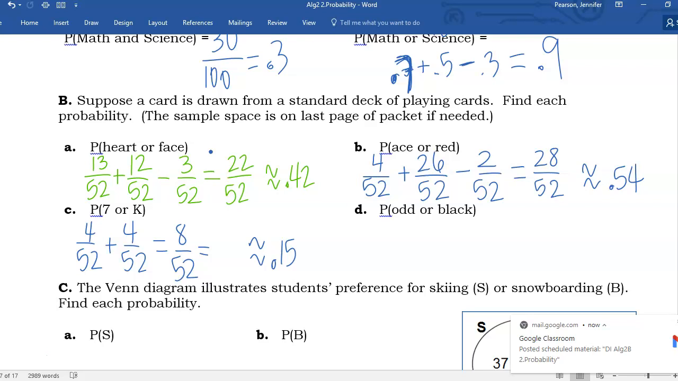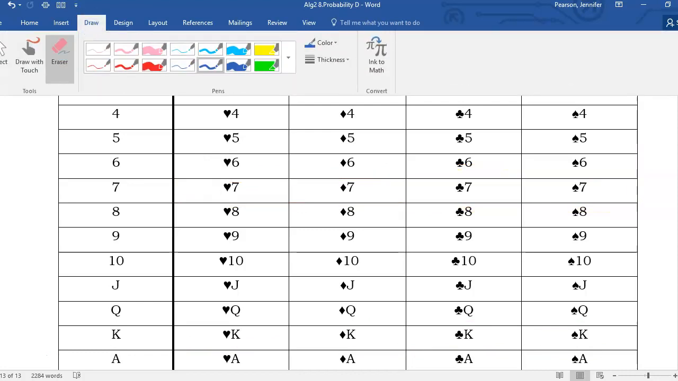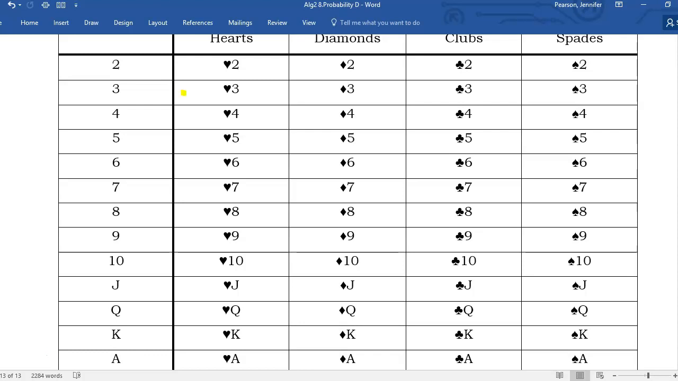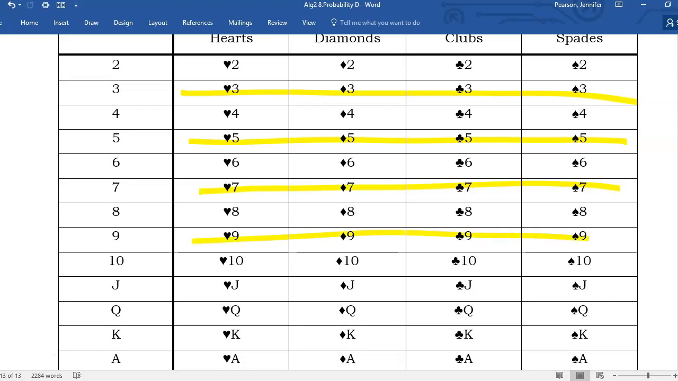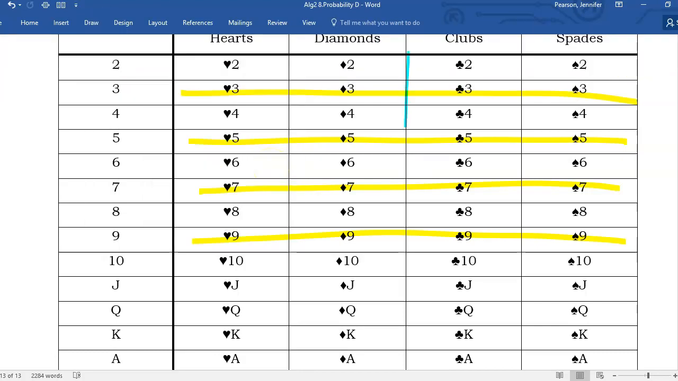Odd or black? Odds. That's going to be 4 here, 4, 4, 4. Letters can't be odd, right? Okay. 4, 8, 12, 16. Blacks. Blacks are going to be here. So notice we double counted 2, 4, 6, 8.